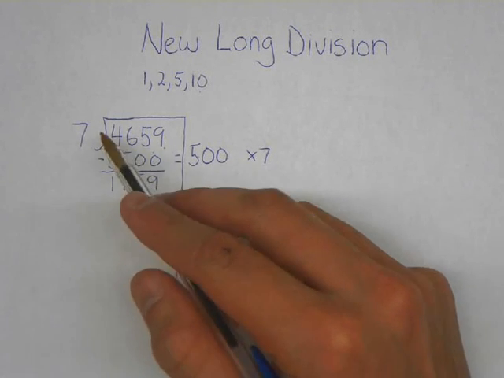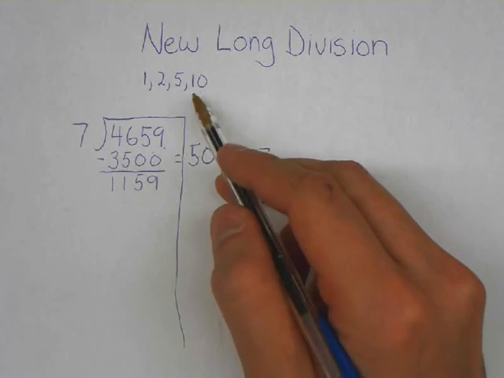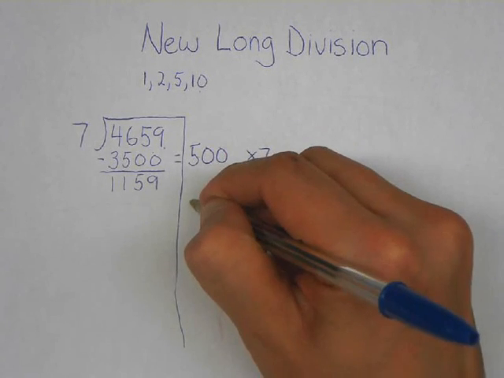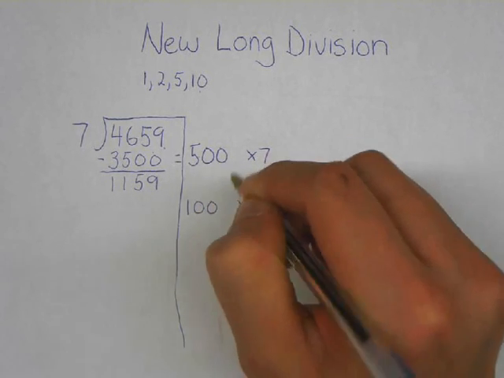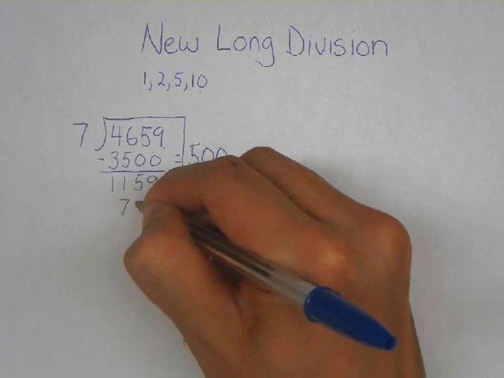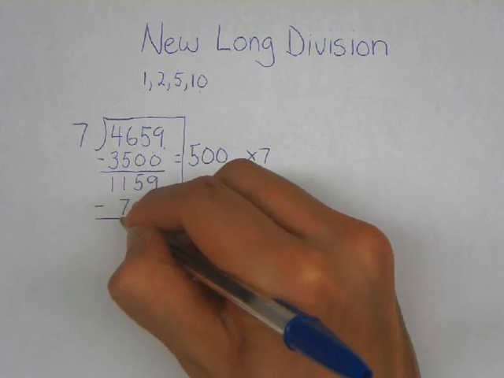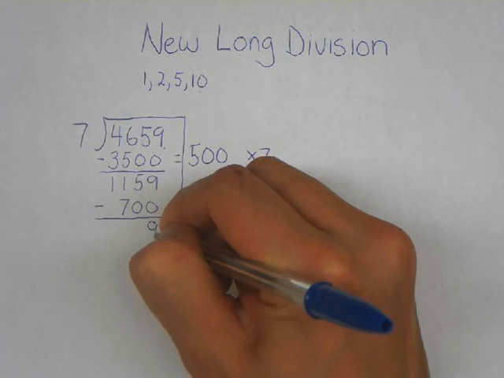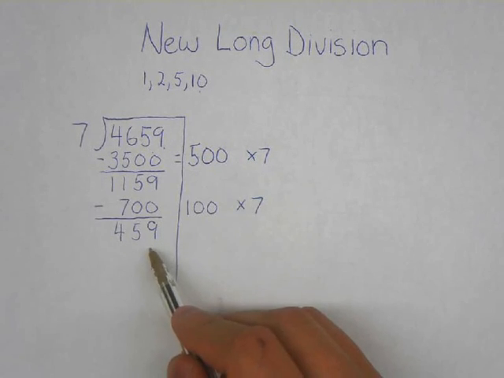Now, we can go back to the 10. And we could do another 100 here. So 7 times 10 is 70. But if we add another 0, we'll have 700. And that is the closest that we could get to 1,159. Now, once again, we're going to subtract this. And now we're down to 459.